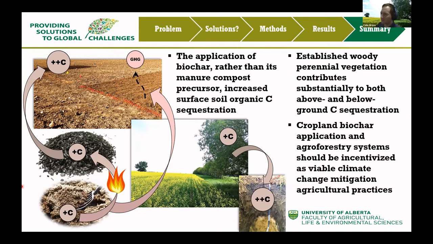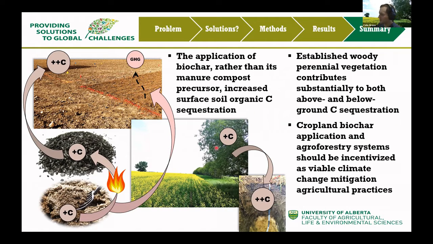In summary, our preliminary results indicate that the application of biochar, rather than its manure compost precursor, increased surface soil organic carbon sequestration. The manure compost, on the other hand, increased greenhouse gas emissions, but did not increase soil organic carbon relative to the control.